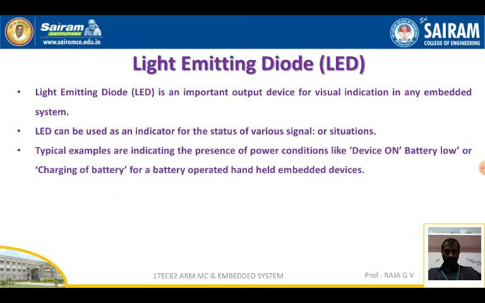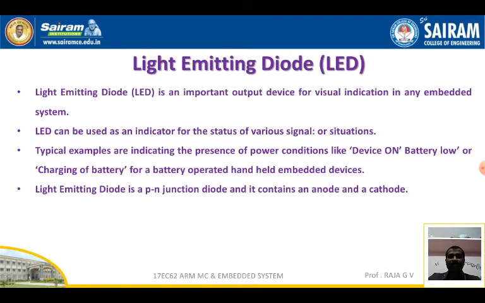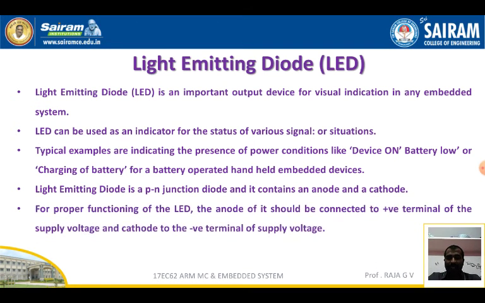Some of the output devices we can see here, for example, is the light emitting diode. What is a light emitting diode? It is nothing but an LED. It is an important output device for visual indication in any embedded system. An LED can be used as an indicator for the status of various signals or situations. Typical examples are indicating power conditions like device on, battery low, or charging of the battery for battery operated handheld embedded devices.